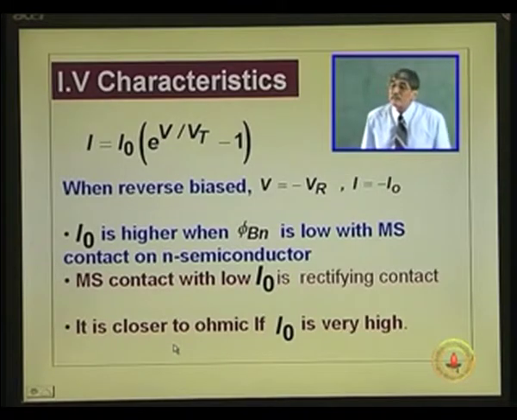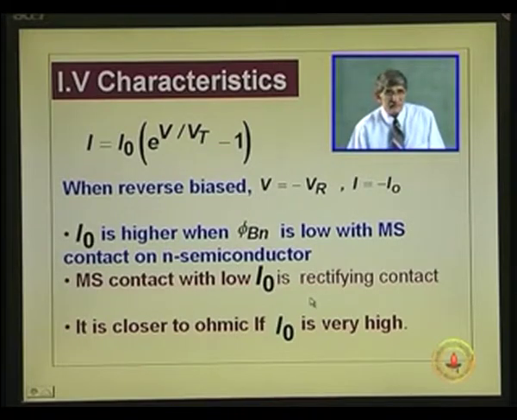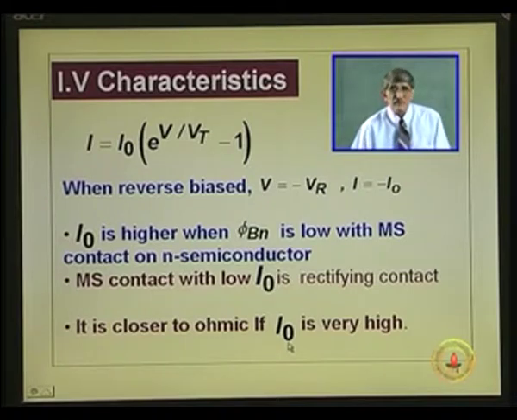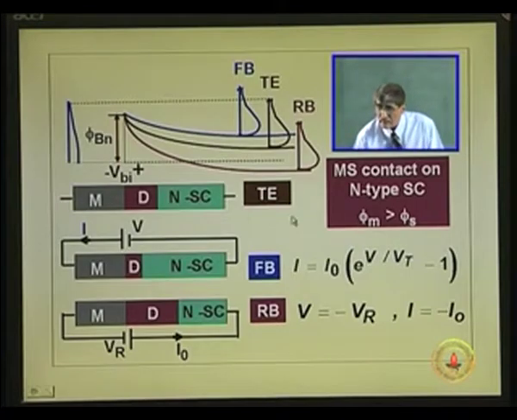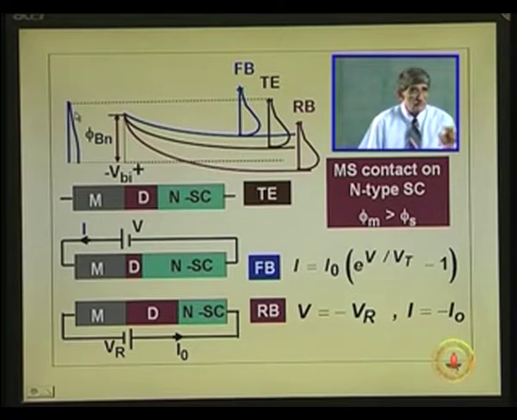So, this is summing up the whole thing, the same equations that you have written, but what we again reiterate is: low I naught will give a good rectifying contact, high I naught will give a poor rectifying contact or a good ohmic contact, or closer to ohmic contact. And that again, as we were telling, depends upon this height. If this height is lower, more of these charges will be able to cross, so I naught will be larger. If this height is larger, then the electrons which are above that barrier are less, so less current, I naught is less. So, for a good rectifying contact, phi b n should be larger.